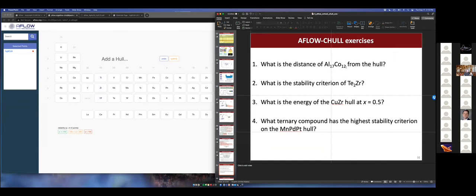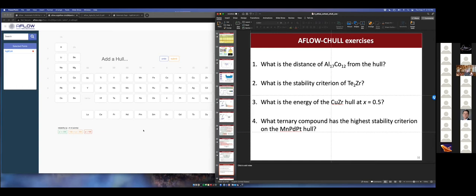What is the distance of this compound from the convex hull? You're going to want to find the convex hull made of aluminum and cobalt, find that compound and figure out the distance of that compound from the hull. What is the stability criterion for this compound here on the TeZr convex hull? What is the energy of the CuZr, the copper zirconium convex hull, at the 0.5 composition? And then what is the ternary compound that has the highest stability criterion on the manganese, palladium, platinum hull?